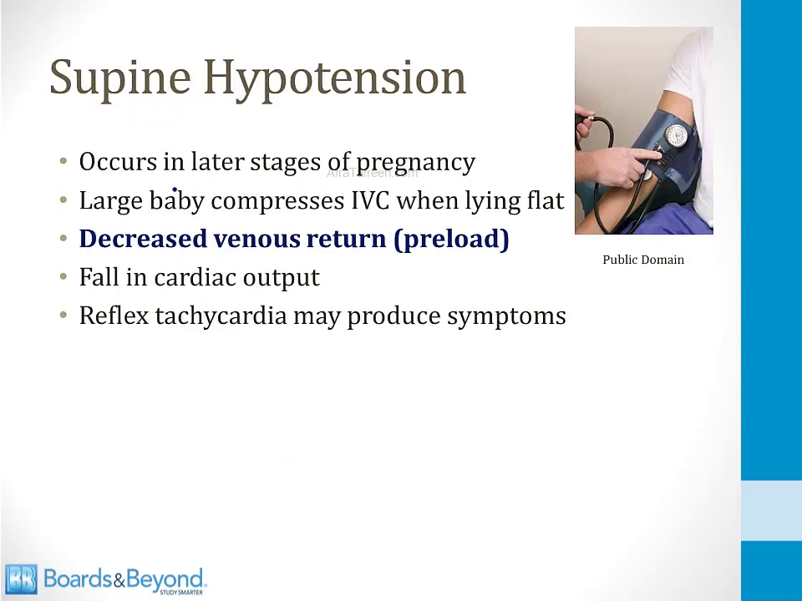Some women in the later stages of pregnancy experience what is known as supine hypotension. Supine means when lying flat. And in the later stages of pregnancy, when the baby's gotten large, if a woman lies flat, the baby can compress the inferior vena cava. This can decrease the venous return and preload to the left ventricle, and that can reduce the cardiac output.